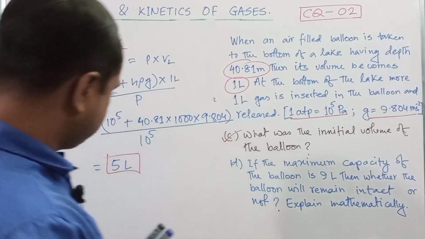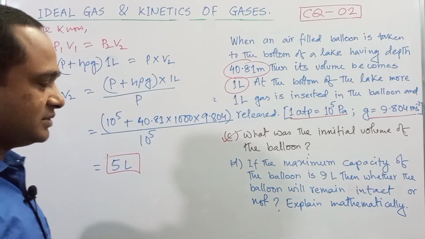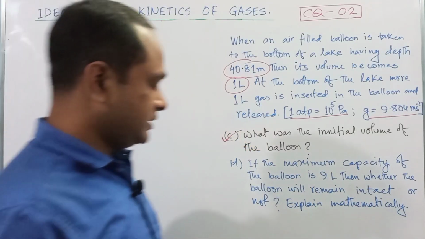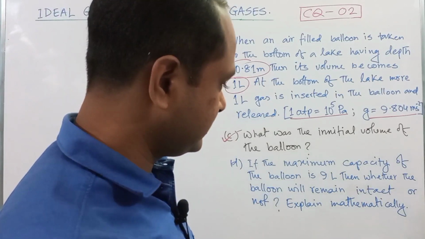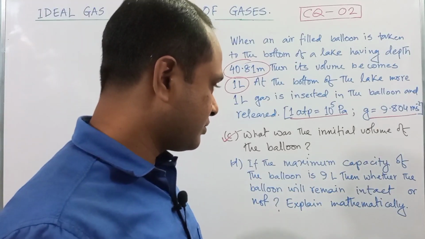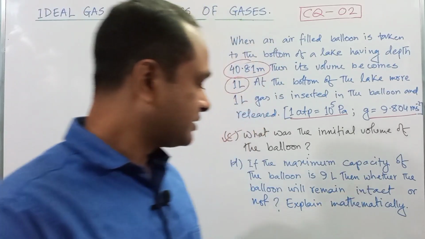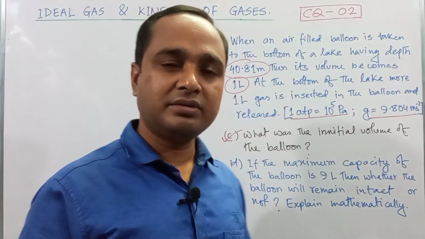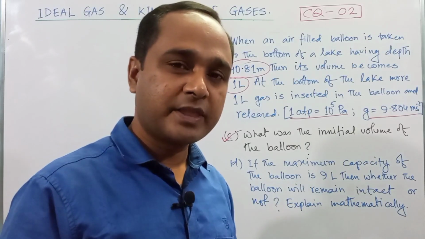So this was the initial volume of the balloon, that is, the volume of the balloon was 5 liter at the top of the lake. Okay. In the question it said that if the maximum capacity of the balloon is 9 liter, that is, the balloon can contain maximum 9 liter of gas or air, then whether the balloon will remain intact or not. Because at the bottom of the lake 1 more liter of gas is inserted in the balloon, that is, it contains 2 liter of air or gas at the bottom of the lake.